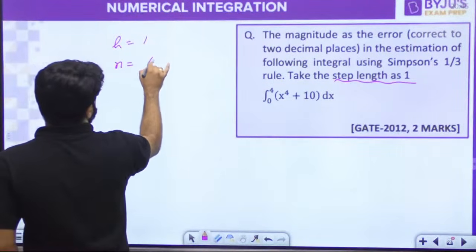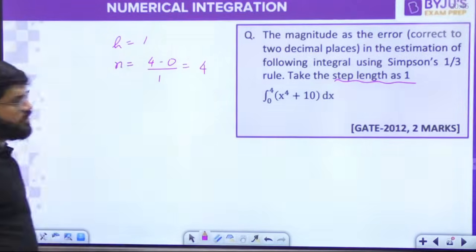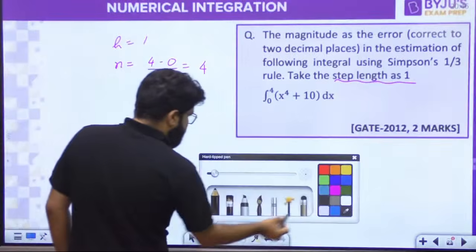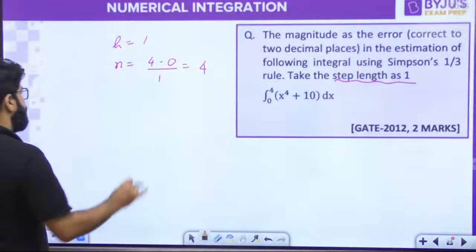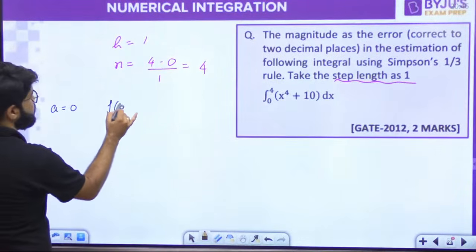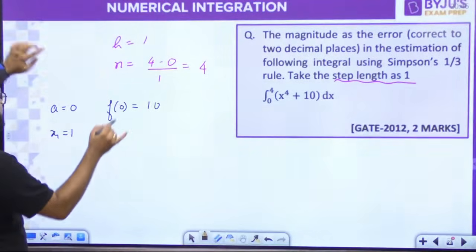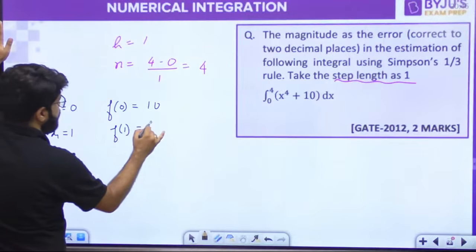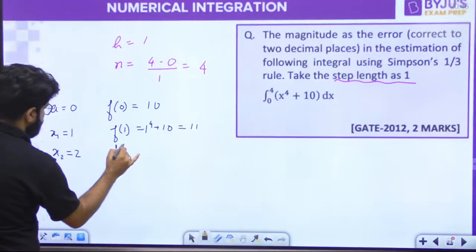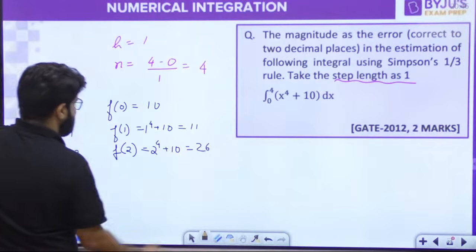So what is the number of subintervals? Final minus initial upon 1. So 4 subintervals will be there. Right. So what is the value of a? a is 0. And what is the value of f0? f0 is 10. Then next is x1. What is the step size? 1. So increase by 1. So what is f1? 1 power 4 plus 10, that is equal to 11. What is the value of x2? x2 equal to 2. So what is the value of f2? 2 raised to the power 4 plus 10, that is equal to 26.